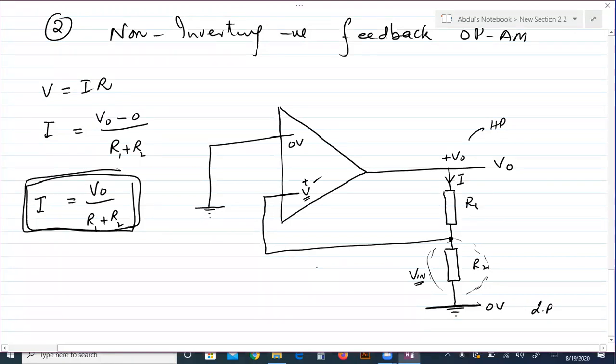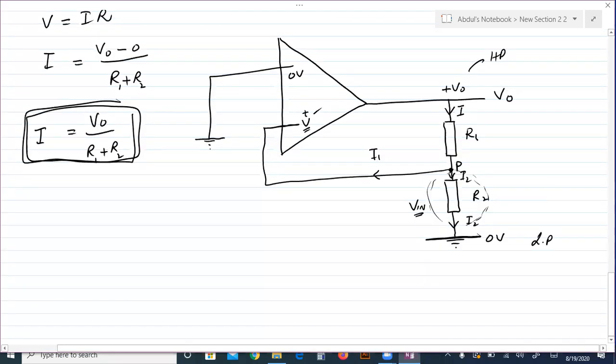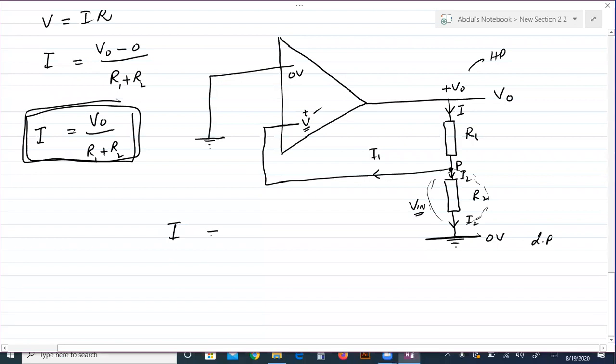Now again, this terminal is P. Suppose when this current I is coming and it approaches P, it divides into two. Suppose I1 current is going here and I2 is passing through the second resistor R2. So according to Kirchhoff's law, we can write at the junction, the sum of the currents entering is equal to the sum of the currents leaving, which is also called the law of conservation of charge.